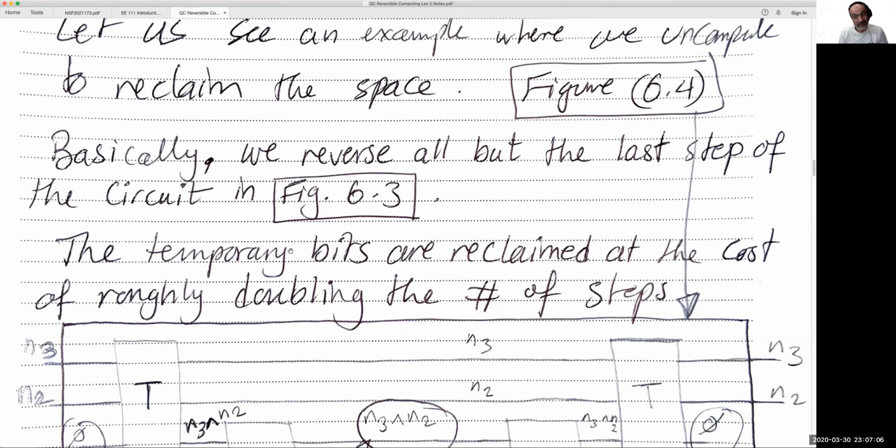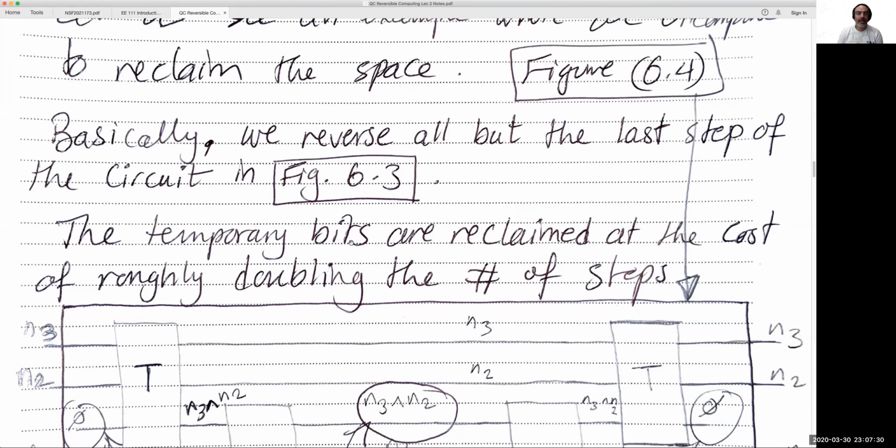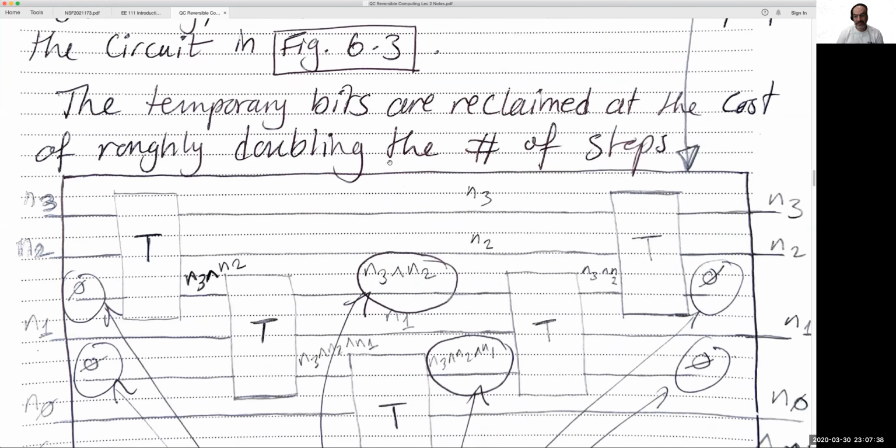And if it's irreversible, it's not a unitary transformation, then quantum doesn't work on it, right? So what we can do is, once we compute and get those intermediate results, we need to uncompute on the intermediate results to reclaim those bits to use them for something else later. So basically, we are going to be reversing all but the last step of the circuit in the previous figure 6.3. So the temporary bits will be reclaimed at the cost of adding more steps to it.